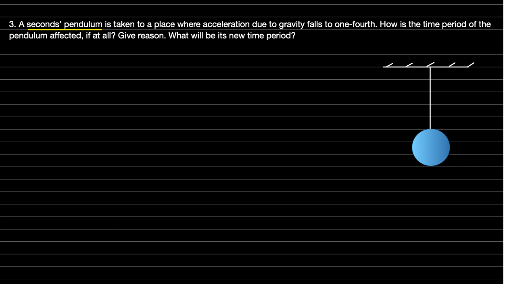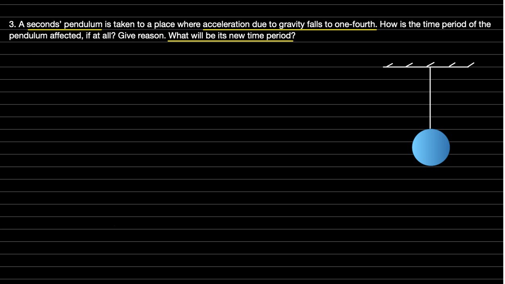The pendulum is taken to a place where acceleration due to gravity falls to 1/4. How is the time period of the pendulum affected, if at all? Give reason. What will be its new time period? So these are the things which we need to find.